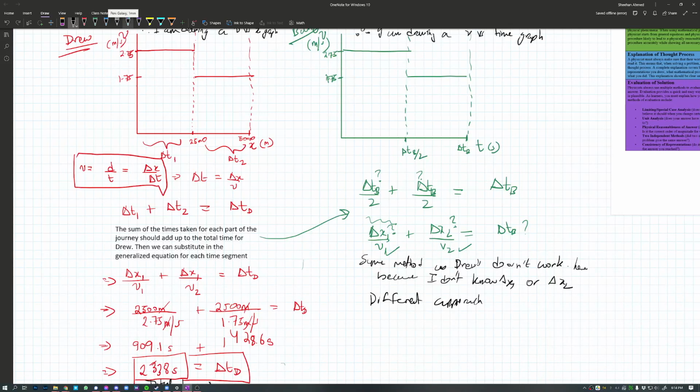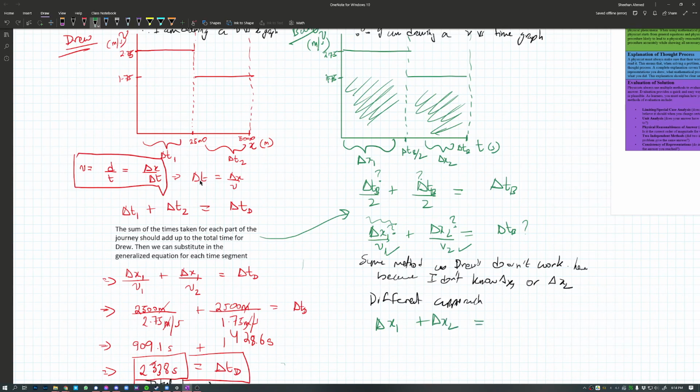I do know that each of the distances covered in each segment have to add up to 5,000 meters, right? What if I call this delta x1, and what if I call this delta x2? The distance covered over here and the distance covered over here. Now I can say delta x1 plus delta x2 equals 5,000 meters, right? I don't know what delta x1 and delta x2 individually are, but I do know they have to add up to 5,000 meters.